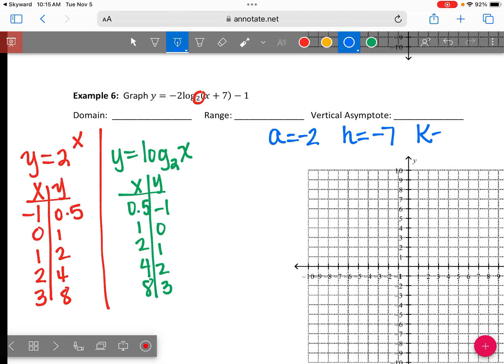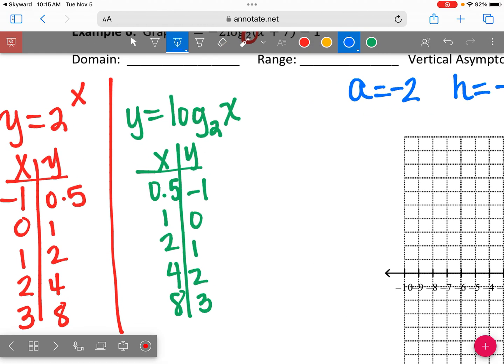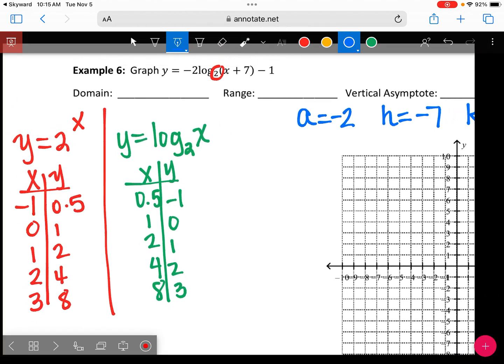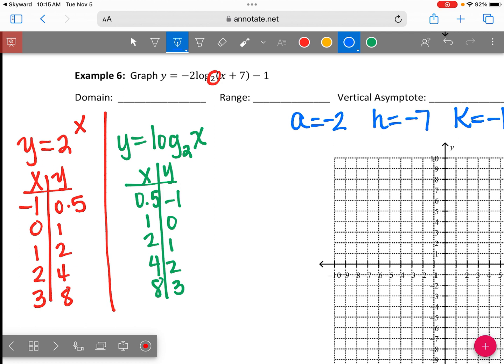Okay. All right, so let's go ahead and apply our transformations. So just like with our exponentials, it's always h plus x, y times a plus k. So we're going to take our h value, which is -7, add it to all of these numbers. Take our y values, multiply them by -2, and subtract 1 all the way down.